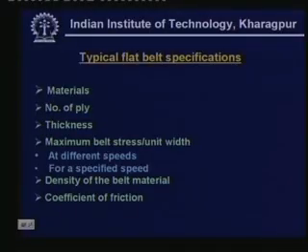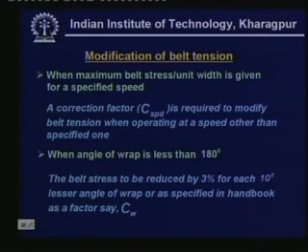Next, we come to the same ideas I have just discussed, the modification of belt tension. When the maximum belt stress per unit width is given for a specified speed, then you require a correction factor, which we have defined as C speed, to modify the belt tension when it is operating at a speed other than the specified one. What I just told you is given here in written form.